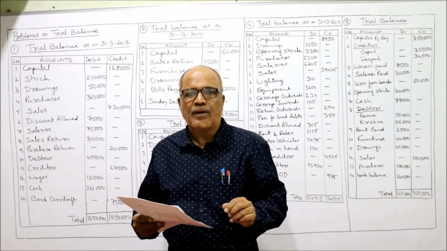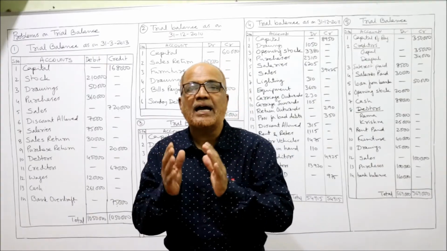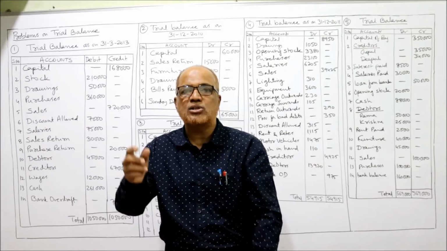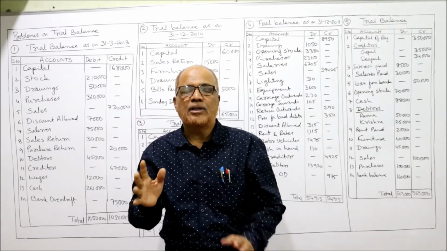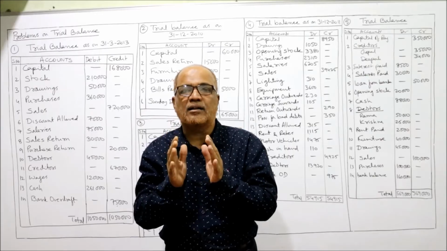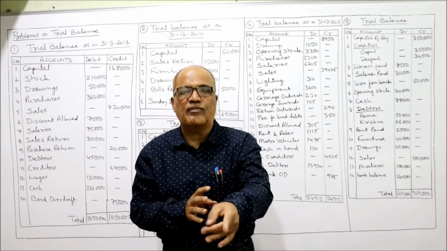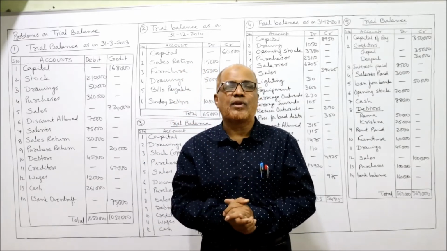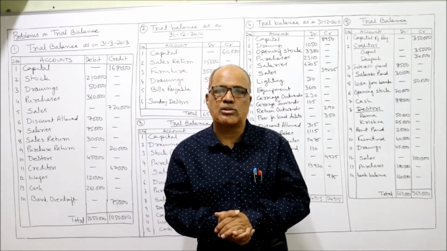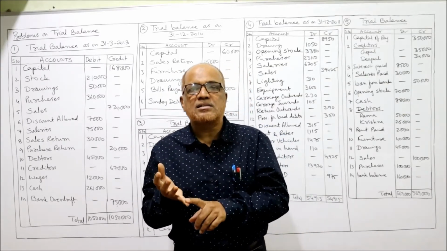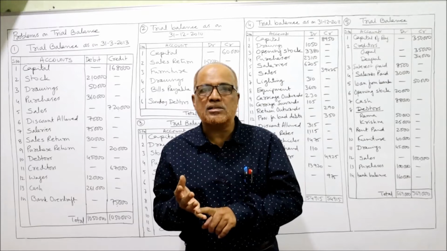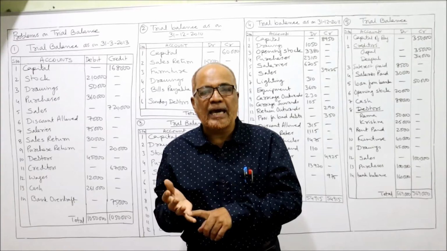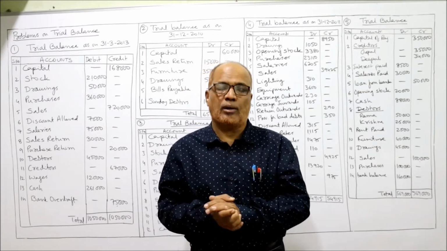Particulars and amounts are given. The only thing is you have to decide which item balance should be taken in the debit column and which account balance you have to take in the credit column. For deciding that, already in the last video I have explained the rules. The rules are: all assets, expenses, losses will show debit balance. All liabilities, incomes, gains will be taken on the credit column.